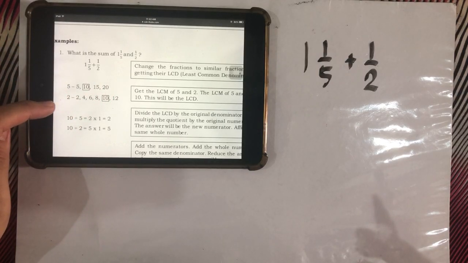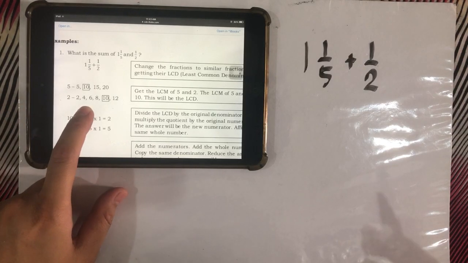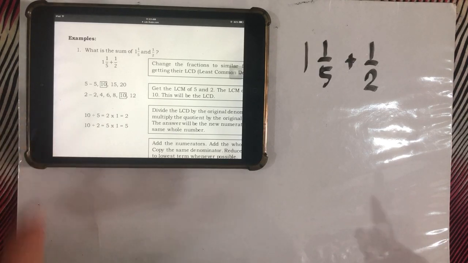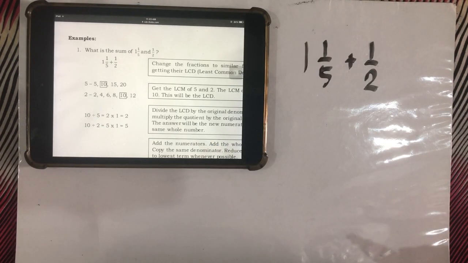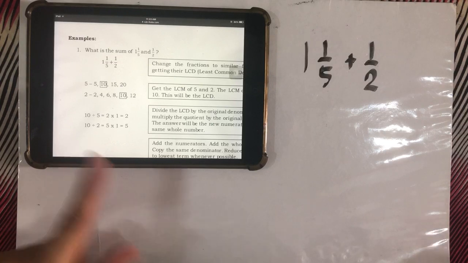Same thing with 2. 2 times 1, that's 2. 2 times 2, 4. 2 times 3. 2 times 4. 2 times 5. So, lumabas, ang nangyari, ang kanilang bagong LCM ay 10.